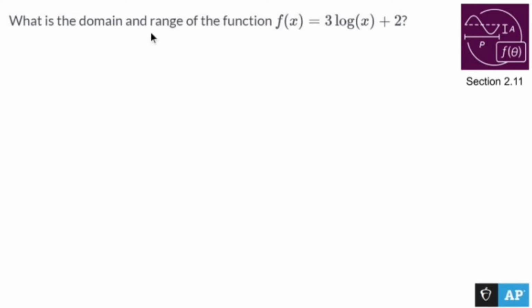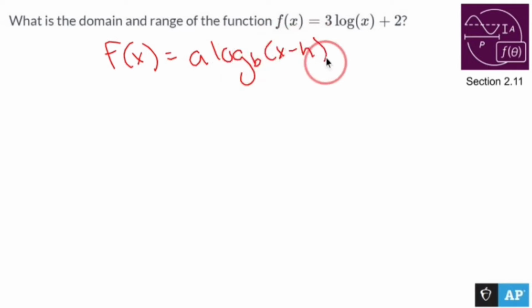Whenever I have to deal with graphing, domain, range, shifting, whatever, I always compare whatever log I have to this guy right here: f of x equals a log base b of x minus h, plus k. Very much like vertex form, but with logs. A gives you a vertical stretch or shrink. We're not going to see that here. I mean, we are going to see it, but it's not going to matter with what I'm being asked. Same thing with b, which gives you a horizontal stretch or shrink. Don't really care that much.